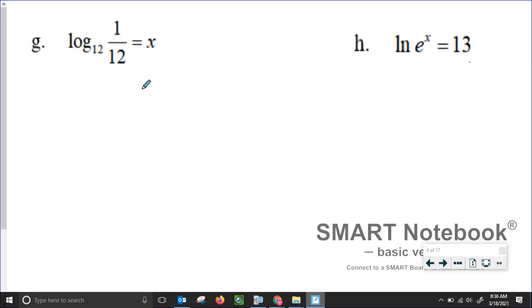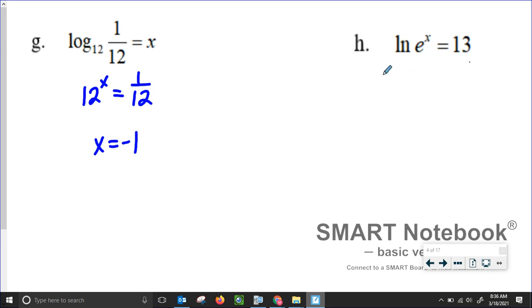Same concept. Here we're going to say 12 to the x power is equal to 1 over 12. Well, here we just have to use some common sense and reasoning. Obviously, to get a fraction, this has to be a negative exponent. So here x is going to be negative 1.